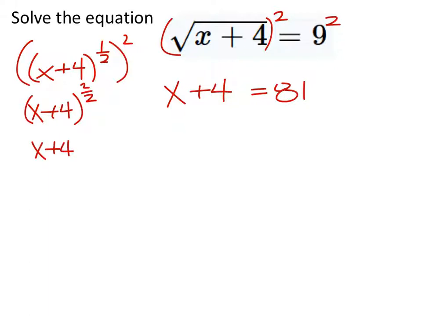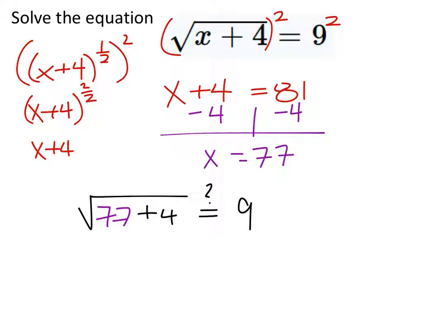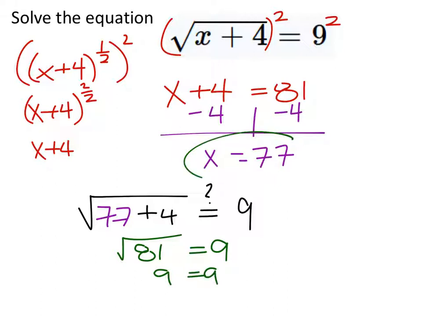Well, to solve this, if we had started with this equation, we would have felt great about it. And now that we have it, we can still feel great. Just subtract 4 from both sides. x equals 77. But again, we should check that, right? So I got the square root, now it's 77, and if I add 4 to that, the square root, then I should get 9. It's a question mark for now. That's the square root of 81. Does it equal 9? Yes, it does. So there we go. It's good.